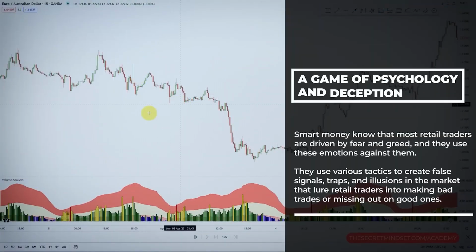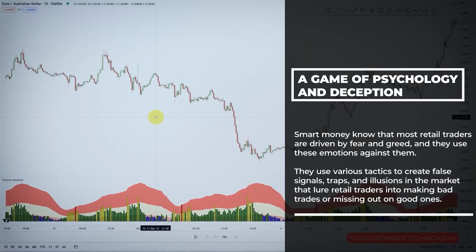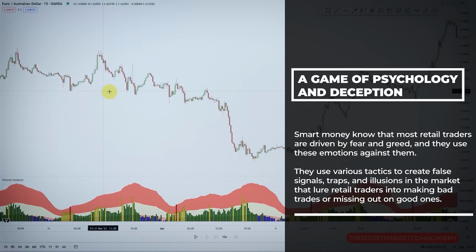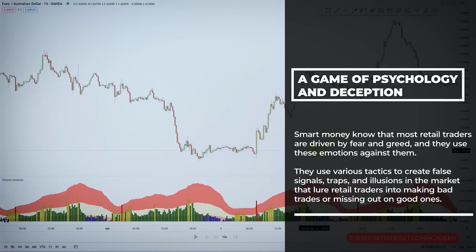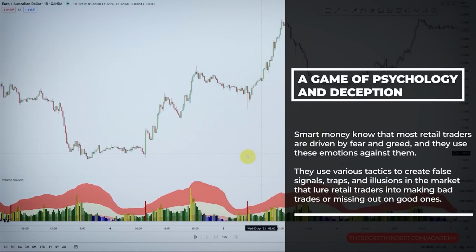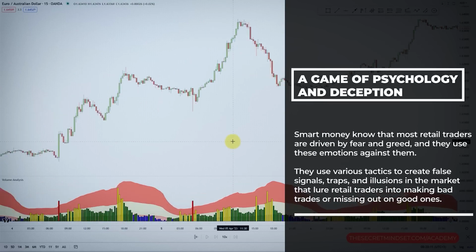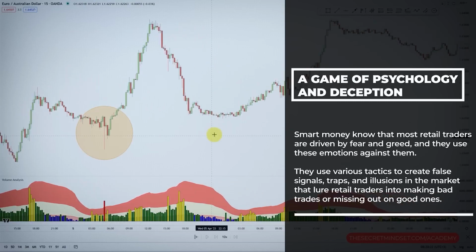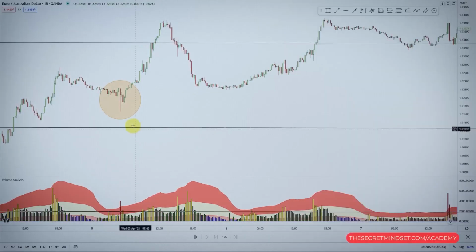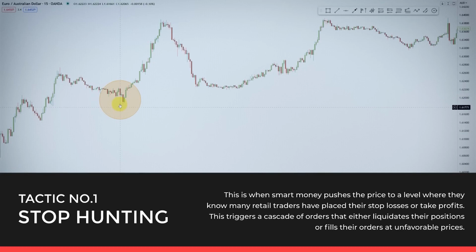Smart money knows that the market is a game of psychology and deception. They know that most retail traders are driven by fear and greed, and they use these emotions against them. They use various tactics to create false signals, traps, and illusions in the market that lure retail traders into making bad trades or missing out on good ones. You already know their tactics very well. You were the victim of those tactics on many occasions. Stop hunting is the most obvious strategy.